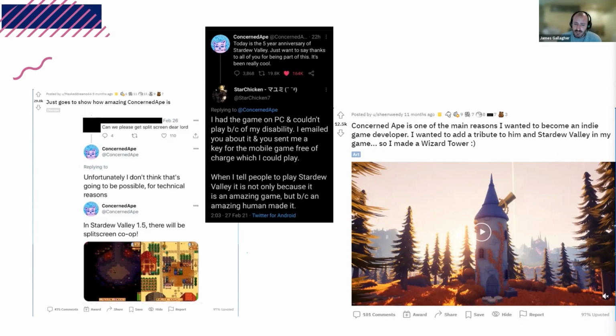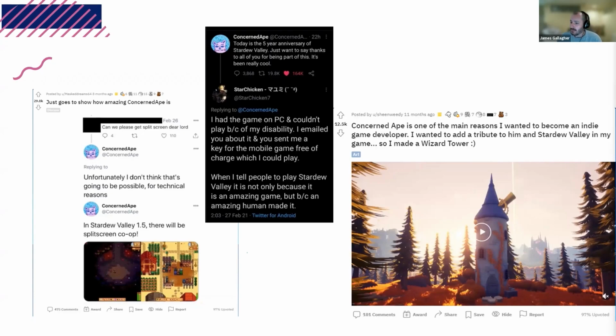And he's really transparent with his players. It's one of the things that's great to see. If something can be implemented, then sometimes it happens, as was the case with the co-op mode that was often requested. But then sometimes if it can't be done, then he explains why.